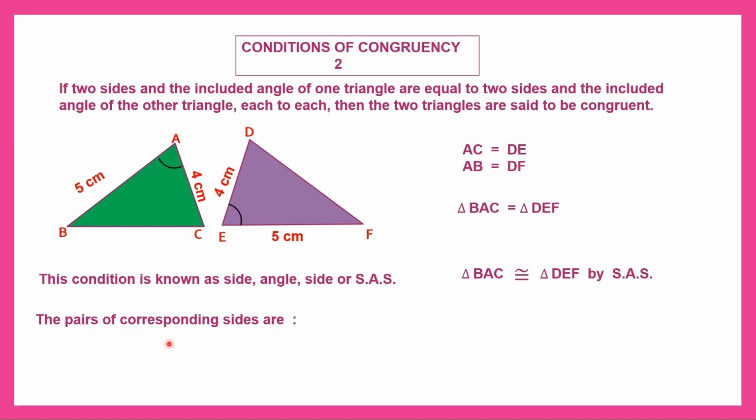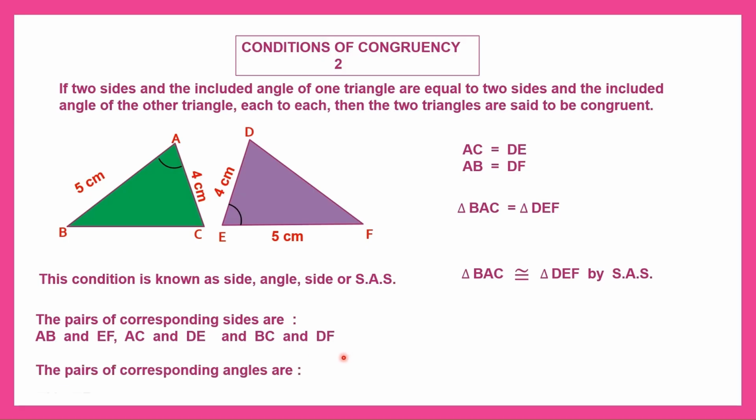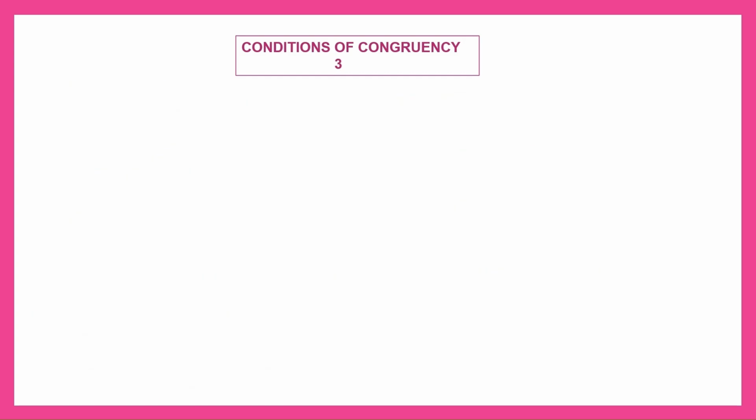Then in this case, what are the pairs of corresponding sides? We have AB and EF because both are 5 centimeters. Then we have AC and DE, both are 4 centimeters. Then we have BC and DF. So they are the corresponding sides. Now what are the corresponding angles? Angle A and angle E. Then we have angle C and angle D. Then we have angle B and angle F. So these are the pairs of corresponding sides and the pairs of corresponding angles.